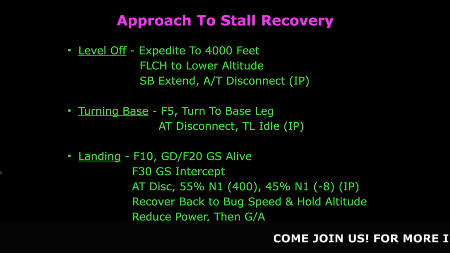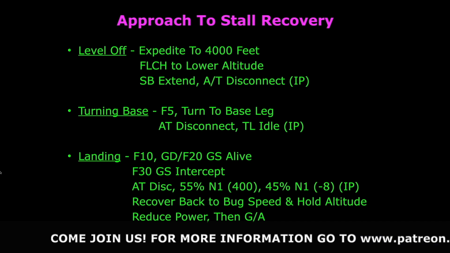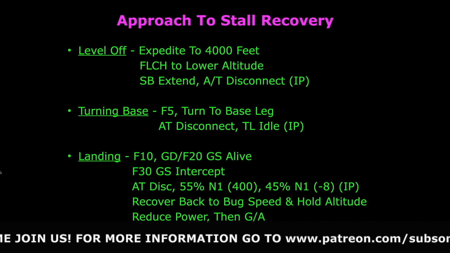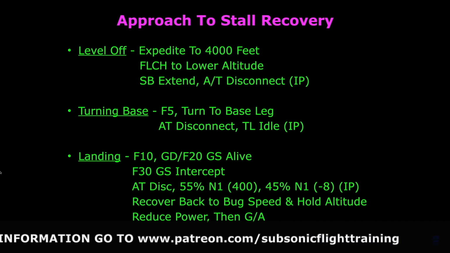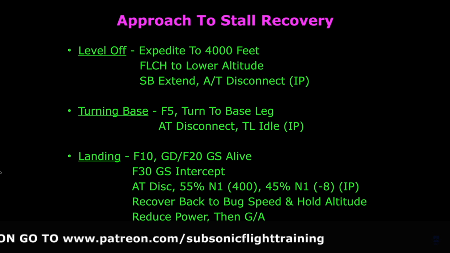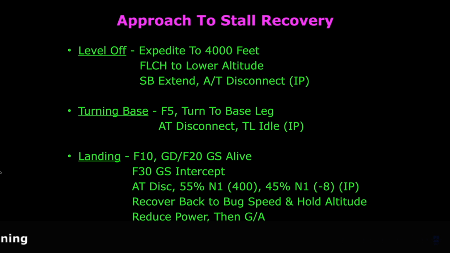So here's the 3 stalls. One is called a level off stall, the other one is a turning base stall, and the other one is a landing stall. And so the level off stall will be normally we're at 6,000 feet, and the instructor or the examiner says descend and maintain 4,000. And then the student would put in 4,000 and he'd select flight level change. And then the next thing out of the instructor's mouth or the examiner's mouth is expedite to 4,000.